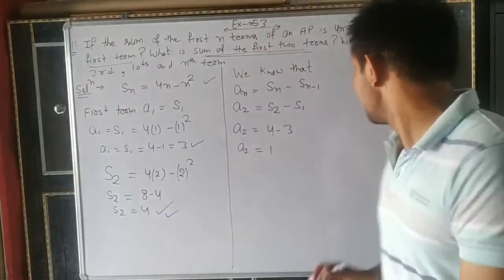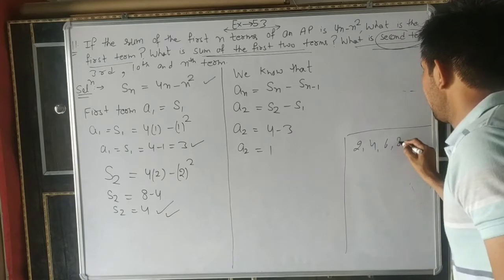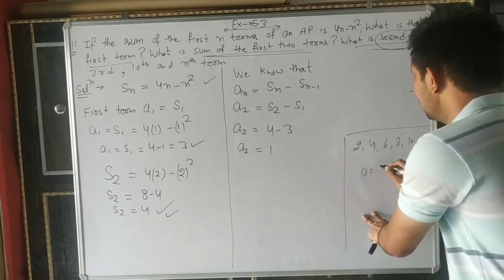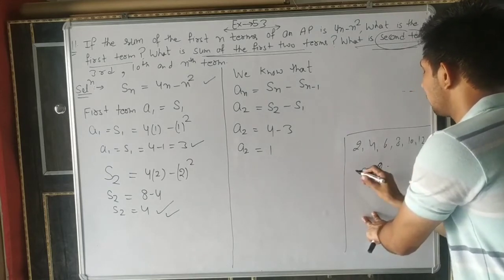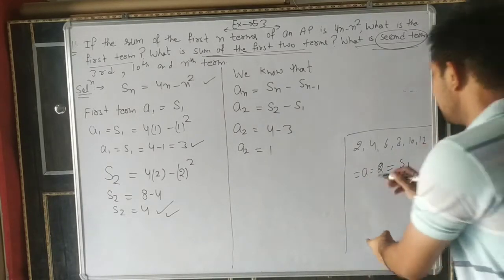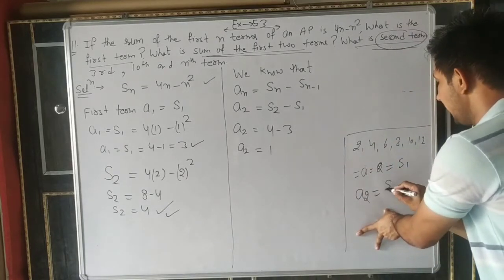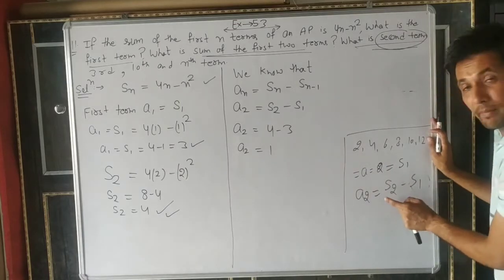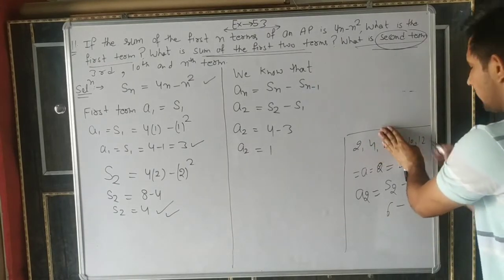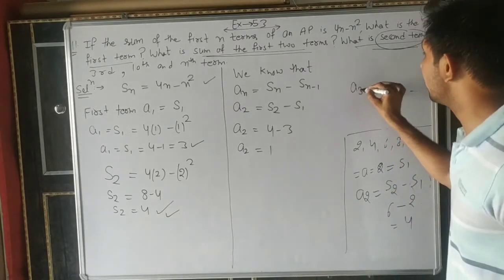It's very simple, dear. You can take any AP. It is 2, 4, 6, 8, 10, 12. It is an AP. If you want to find A, it is equal to 2, and it is also equal to S1, because the first term and the sum of the first term are always equal. Now, if I ask you to find A2, how to find A2? A2 is S2 minus S1. Yes. S2 means the sum of two terms, 2 plus 4, 6, minus S1, 2. So 6 minus 2, 4. Yes, it is 4.